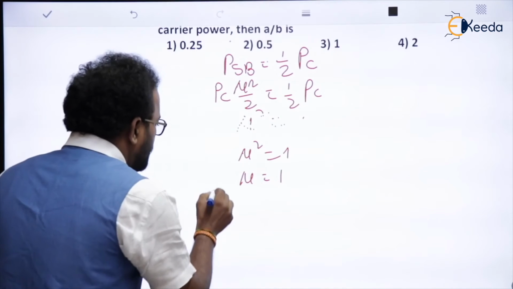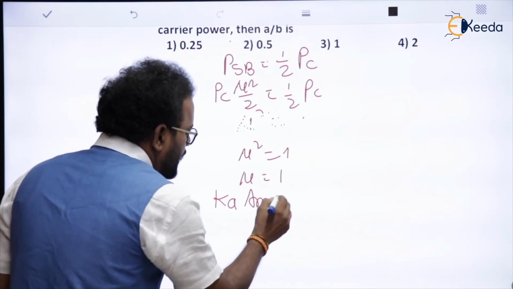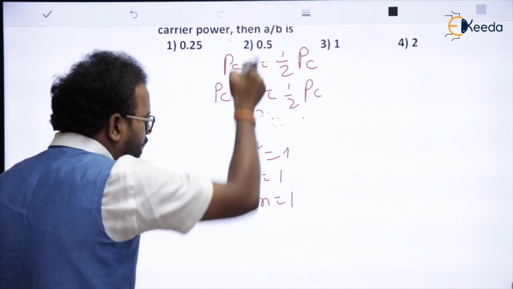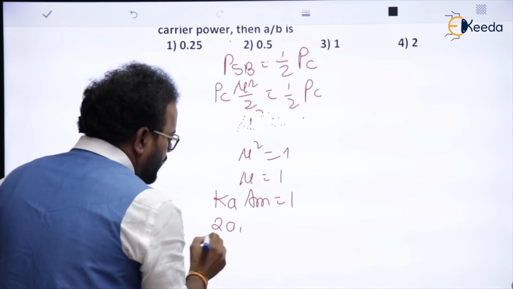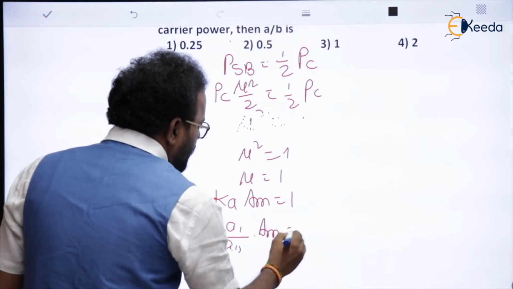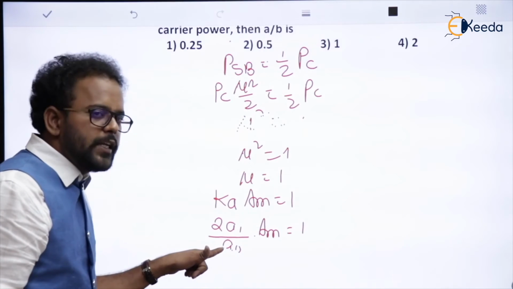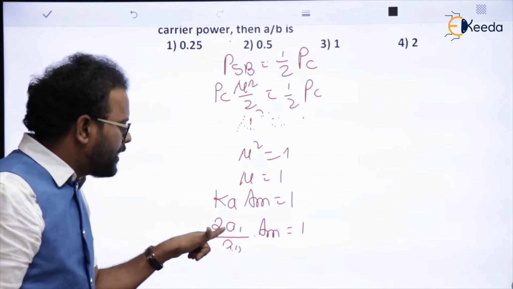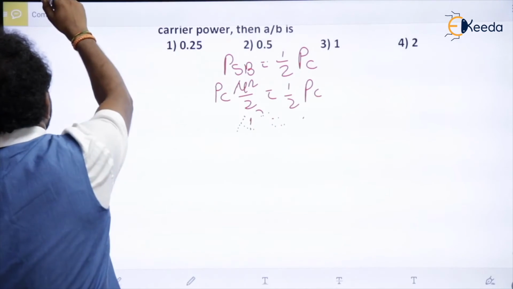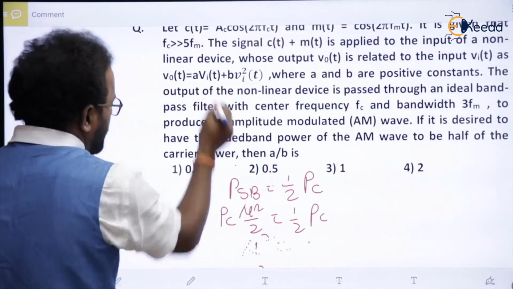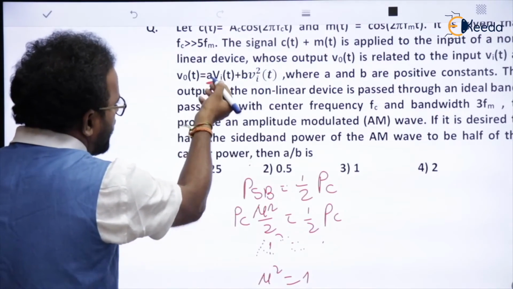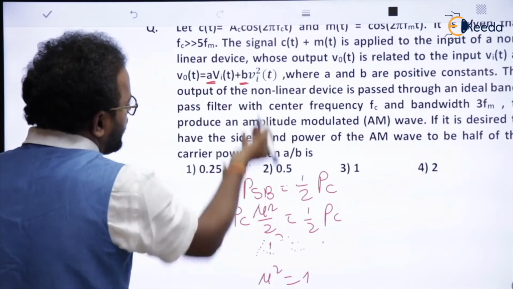Mu is nothing but what? Ka into Am is 1. What is the Ka value in nonlinear? I know. Nonlinear device method or square law modulator method, 2 A1 by A0 into Am. What is A1 and A0, sir? A0 is nothing but multiplication of Vi. A1 is nothing but multiplication of Vi square. If you see the given expression, what is multiplication of Vi? Multiplication of Vi is nothing but A. That is A0 is A. Vi square is A1. A1 is B.